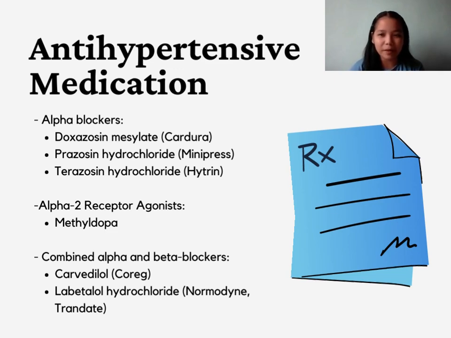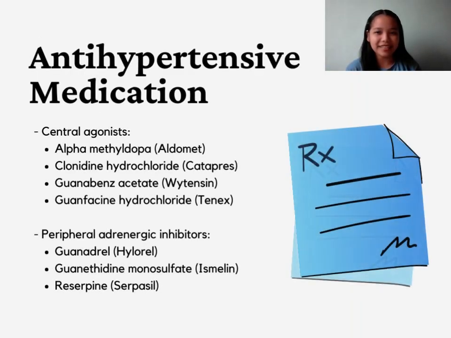Now let's go to the combined alpha and beta blockers. These are administered using an IV drip to patients who are experiencing hypertensive crisis. These may also be prescribed to outpatients who are at a risk for heart failure. Examples of this drug include carvedilol and labetalol hydrochloride.